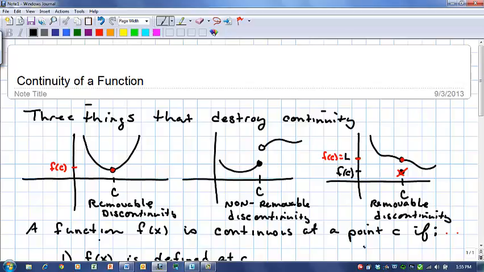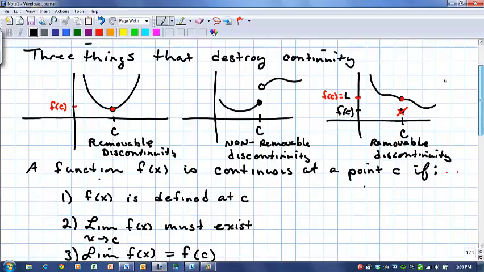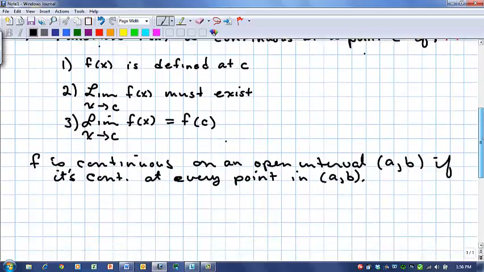Because if we tried to redefine the function, remember that for it to be continuous, however we define the function has to equal the limit of the function. But we can't do that because the limit of this function at c does not exist. So there's no way to redefine this function so that we would remove the discontinuity. So that one is considered a non-removable discontinuity.